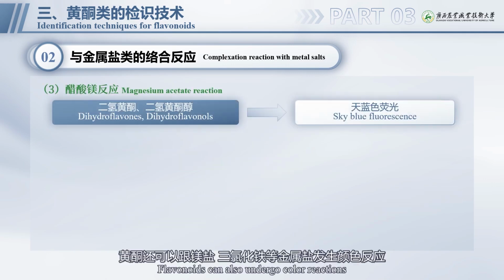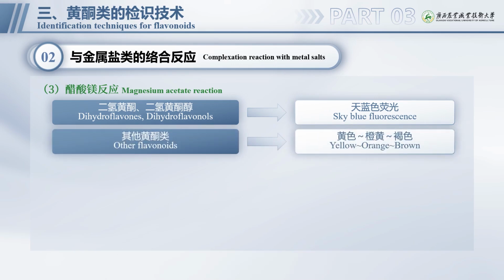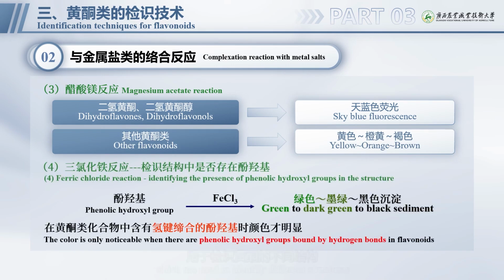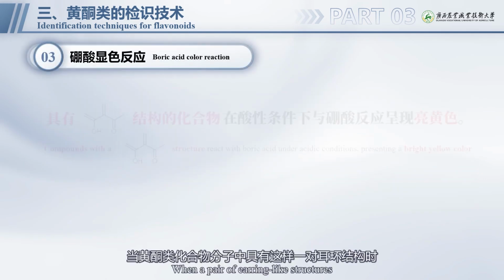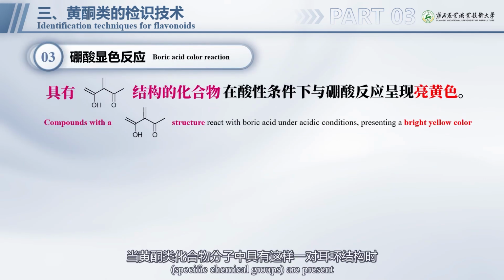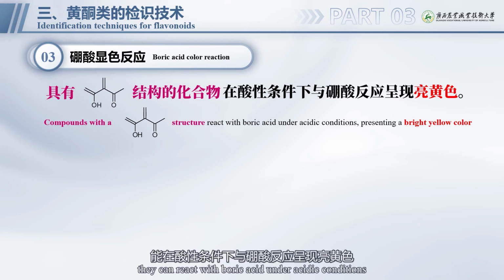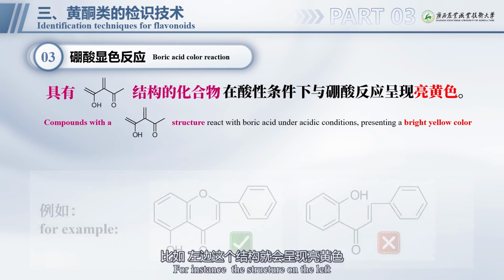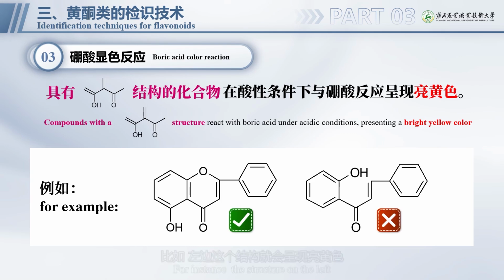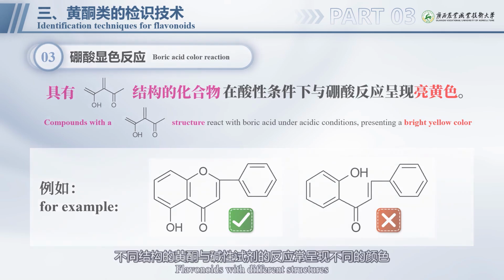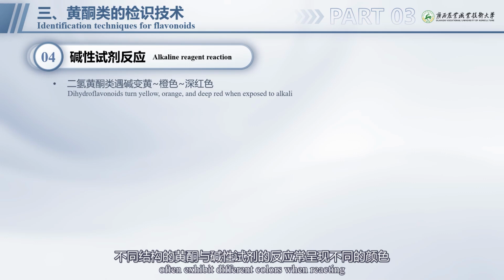Flavonoids can also undergo color reactions with metal salts, such as magnesium salt and ferric chloride, which are used to identify different structures of flavonoids. When an ortho-dihydroxy structure, a specific chemical group, is present in the molecular structure of flavonoid compounds, it can react with boric acid under acidic conditions to produce a bright yellow color. For instance, the structure on the left will exhibit a bright yellow color, while the structure on the right will not. Flavonoids with different structures often exhibit different colors when reacting with alkaline reagents.